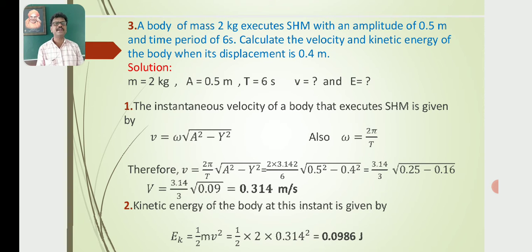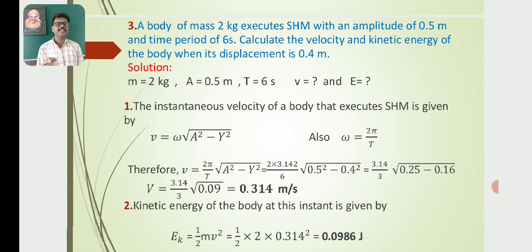Calculate the velocity and kinetic energy of the body when its displacement is 0.4 meter. So that means the given problem. Then what about its solution? Here the given mass is equal to 2 kg. Amplitude is also given, A is equal to 0.5 meter. Then the period is equal to 6 seconds. Then calculate its velocity and kinetic energy.